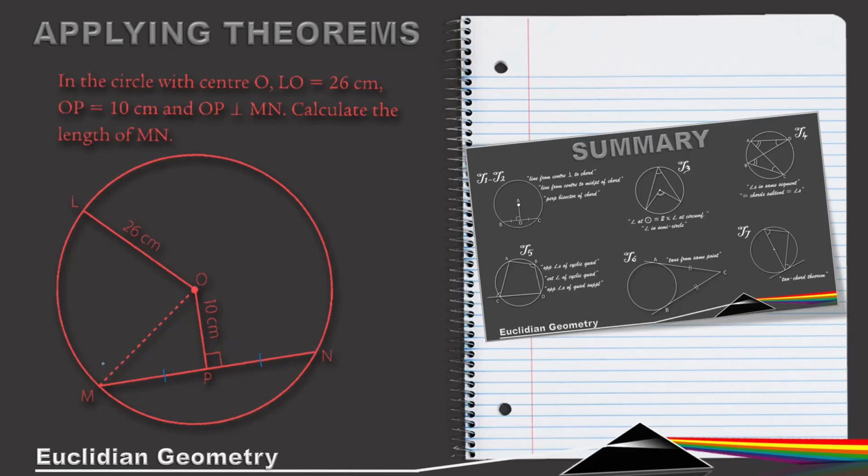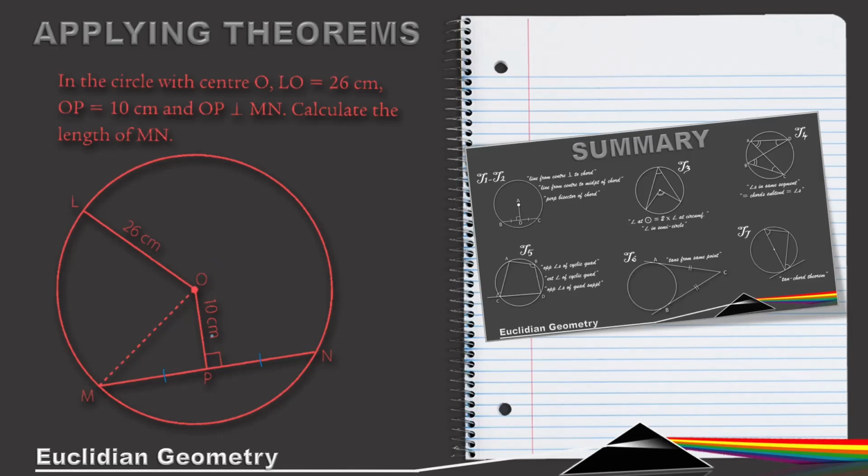And therefore, if we know that, then we can basically solve for MP, because if we have MP, we know that MN is just double MP. Now, to solve for MP, we can focus on this triangle, which is actually a right angle triangle. And if we have OM, that length, we can use Pythagoras to solve for MP.